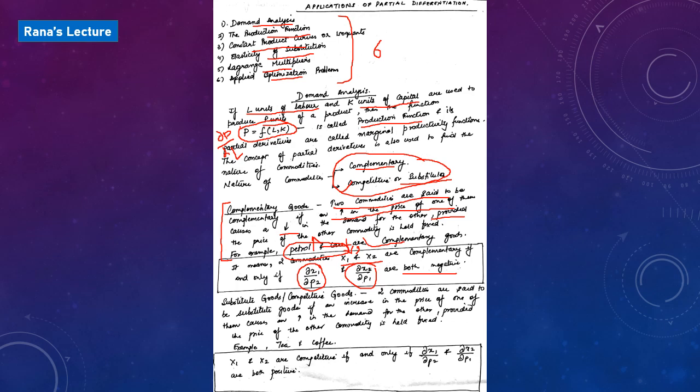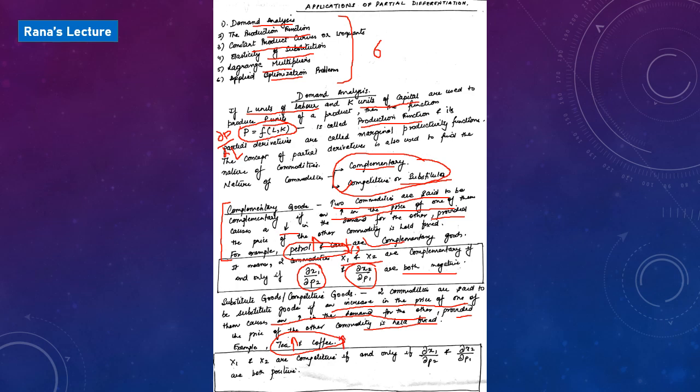Let us move to what are substitute and competitive goods. Two commodities are said to be substitute goods if an increase in price of one of them causes an increase in the demand for the other, provided the price of the other commodity is held fixed. Example is tea and coffee. कहने का ये मतलब है कि अगर टी का दाम बढ़ेगा तो कॉफी पे क्या इम्पैक्ट पड़ेगा? टी महंगा हो जाएगा तो लोग कॉफी ज्यादा पियेंगे, तो कॉफी का डिमांड बढ़ेगा। हम टी का प्राइस देख रहे हैं और कॉफी का डिमांड देख रहे हैं, only on the condition कि कॉफी का दाम is held constant.